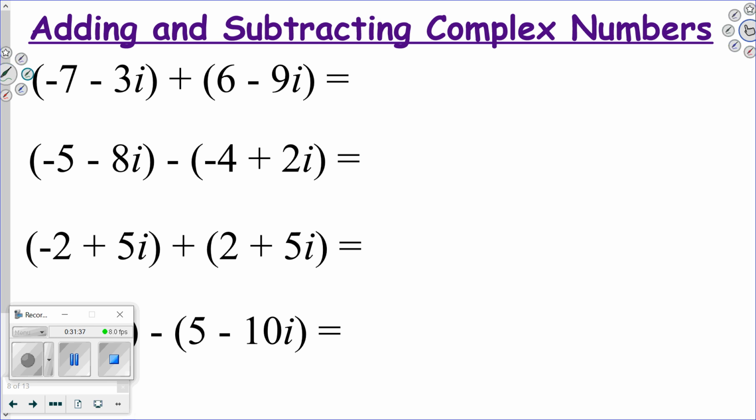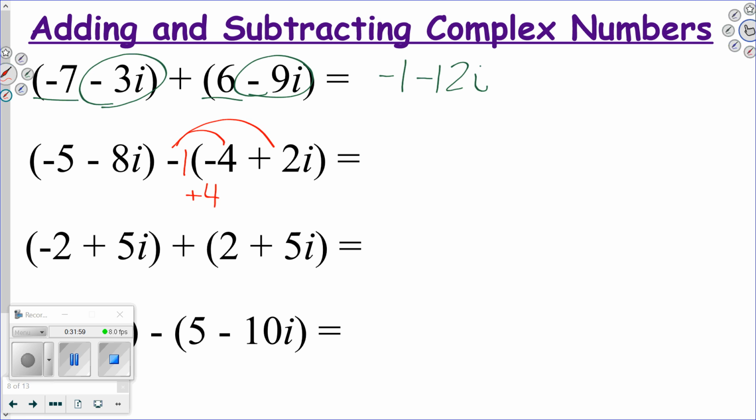All right, first one. Do I have to distribute anything? Nope, it's just a plus sign. So I have negative 7 plus 6, it's negative 1, and then negative 3i minus 9i. Perfect. Okay, next one. Do I have to distribute anything? Yes. Change that to a plus 4, and that to a negative 2i. So then I have negative 5 plus 4, it's negative 1. Negative 8i minus 2i, it's negative 10i.